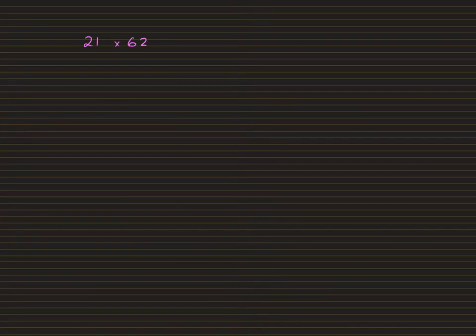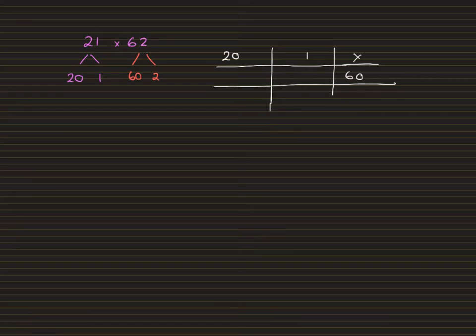So it's a little bit more challenging this time. I can break the 21 up into a 20 and a 1. I can break the 62 up into 60 and 2. And I can do this little grid thing. So 20 and 1, and I'm going to multiply by 60 and by 2. You just do all these multiplications. So 1 times 60 is 60. 1 times 2 is 2. 20 times 60, 2 times 6 is 12, and I've got 2 zeros, so I put 2 zeros in. And 20 times 2 is 40. And so I'm going to add all these numbers up, and that will give my answer.